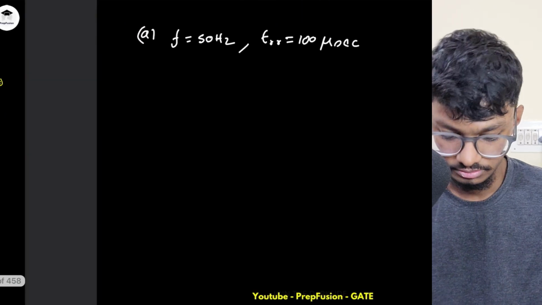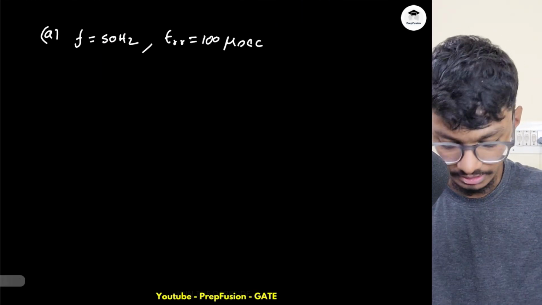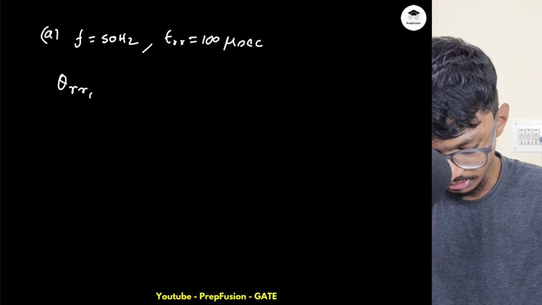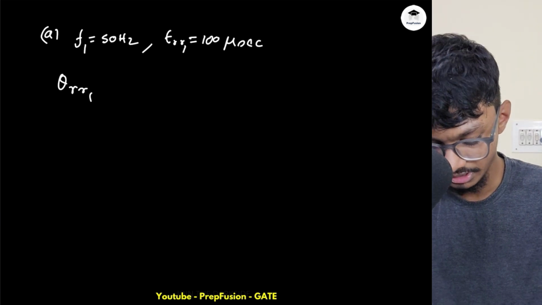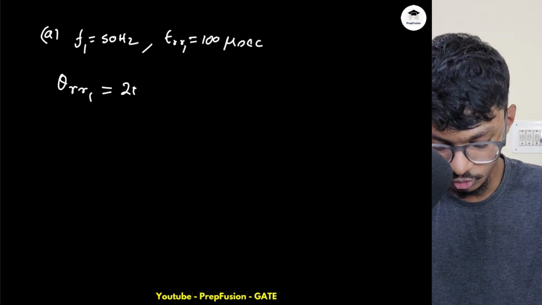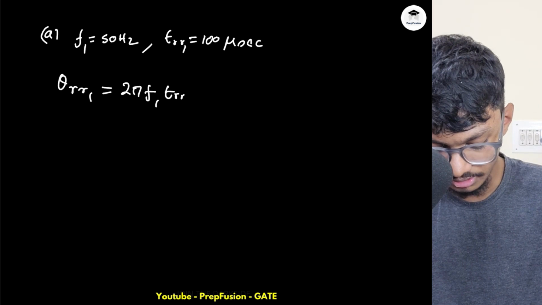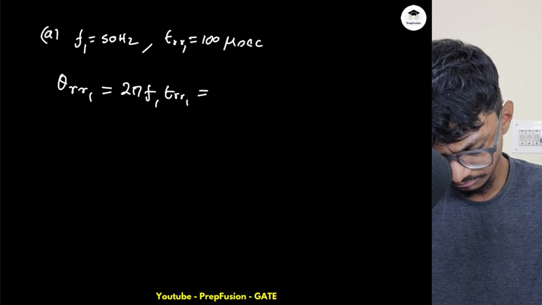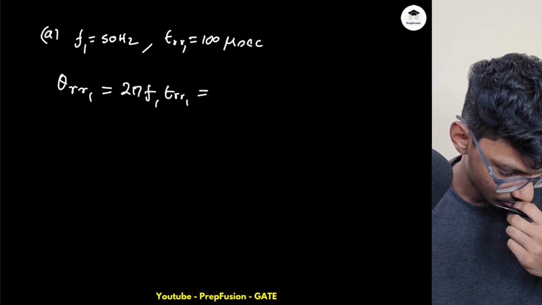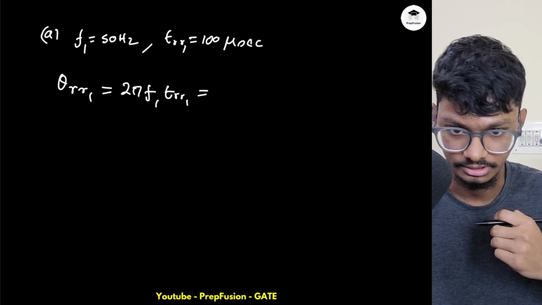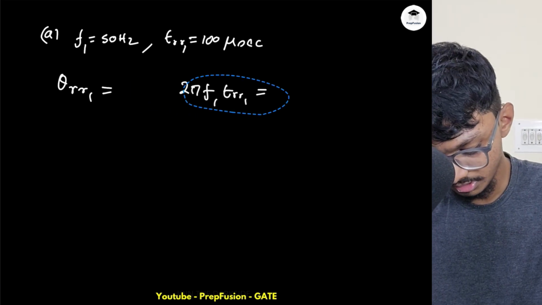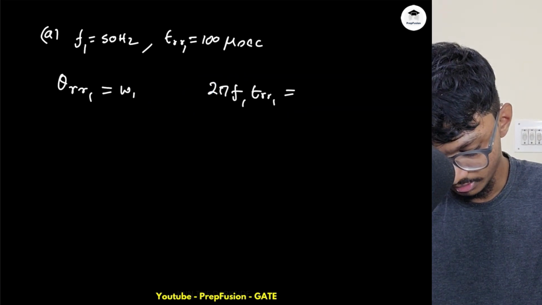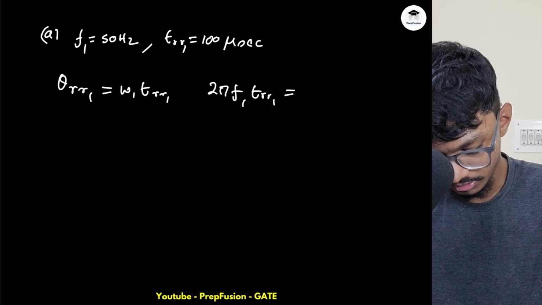For each of the cases, I will compute theta RR. What will be theta RR1? This is my F1 and TRR1. Theta RR1 will be 2 pi F1 into TRR1. Am I right? Just hold on. Omega t, yeah, omega TRR, fine. Theta RR is actually omega 1 into TRR1.